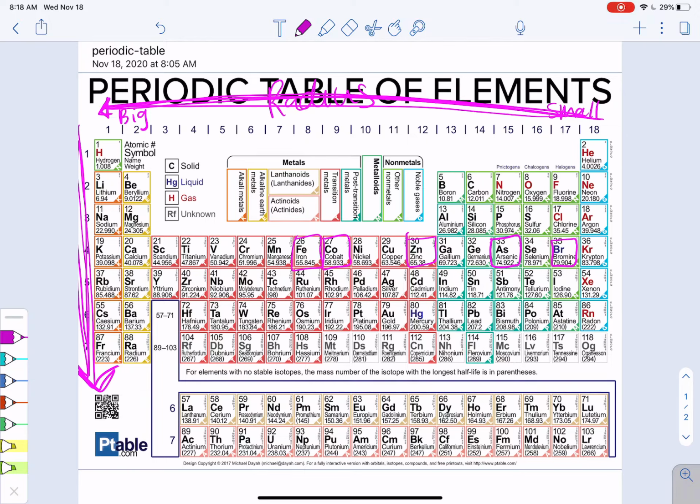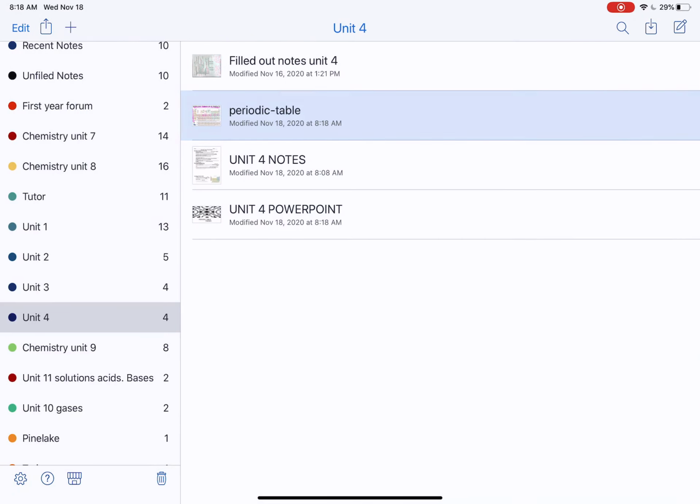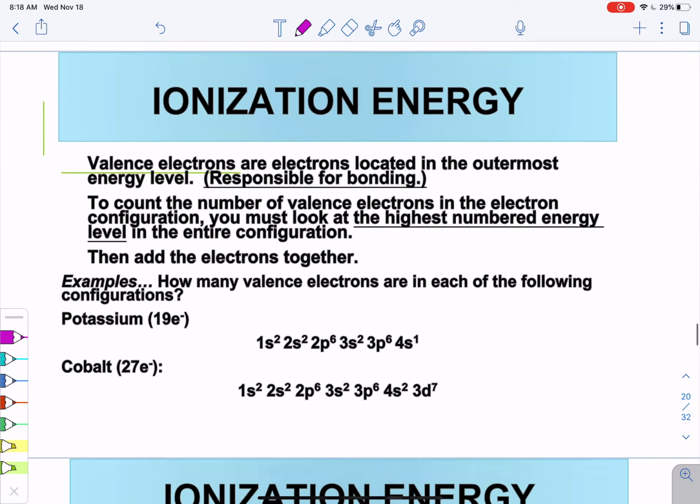So you're just going to follow this arrow right here. You're going to follow the arrow, and you're going to say the smallest is bromine, arsenic, zinc, cobalt, iron. So you're going to say small to big. Put them in that order. I don't need to write it out. Bromine, arsenic, zinc, cobalt, iron. Okay, so that means that bromine is the smallest and iron is the biggest.